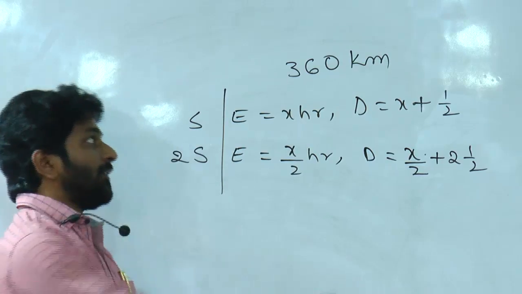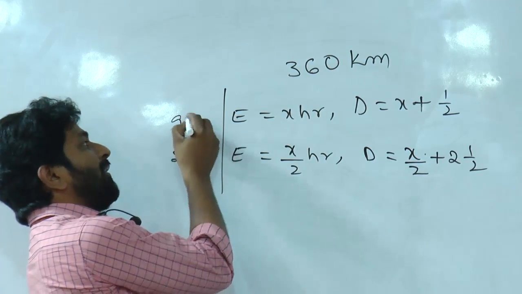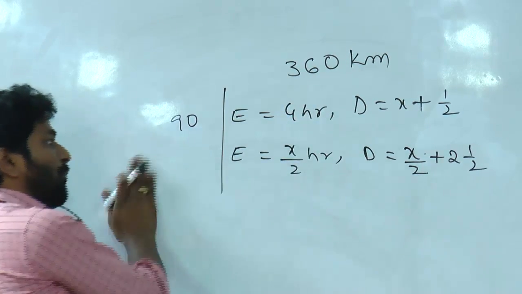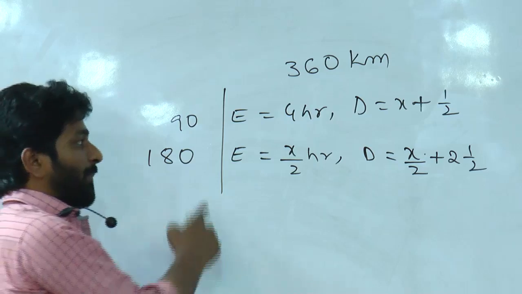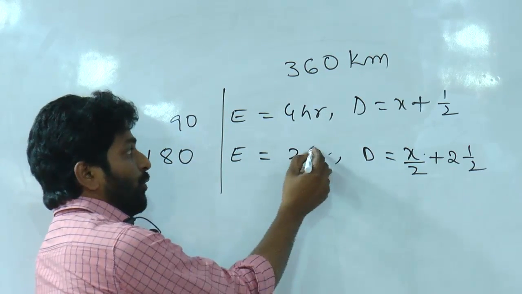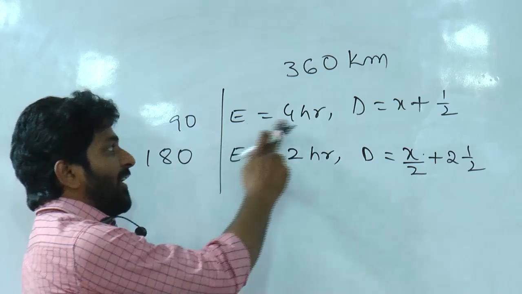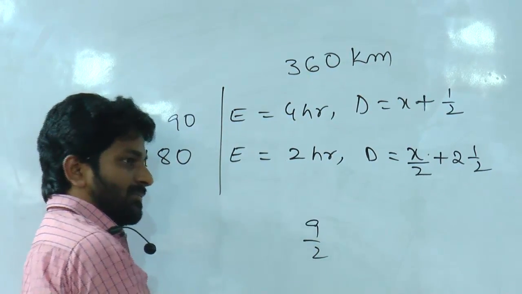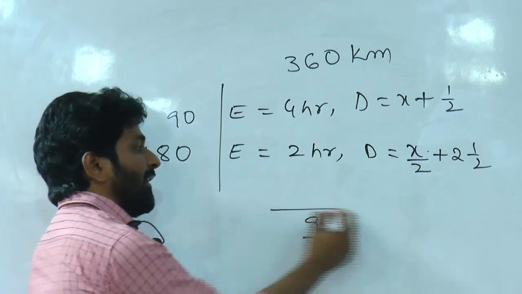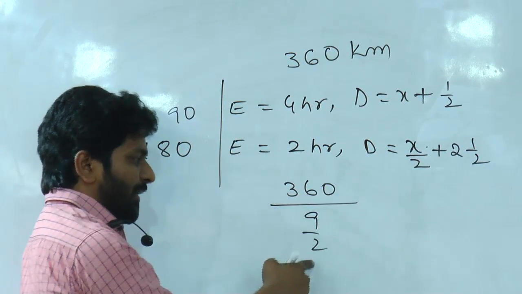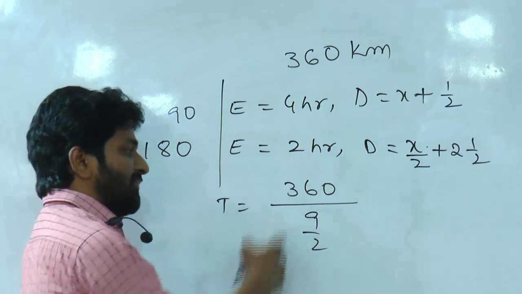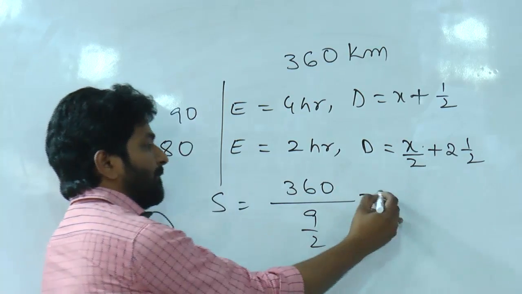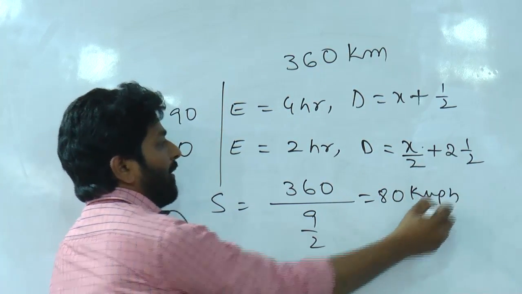First option 90. Moving with 90 km per hour, Ellie takes 4 hours to reach the destination. Moving with 180 km per hour, she takes 2 hours. If Ellie takes 4 hours, Dex will be taking 4.5 hours, which is 9 by 2 hours. So to cover 360 kilometers with a speed of 9 by 2, the speed of Dex will be equal to, how much is that? 80 kilometers per hour.